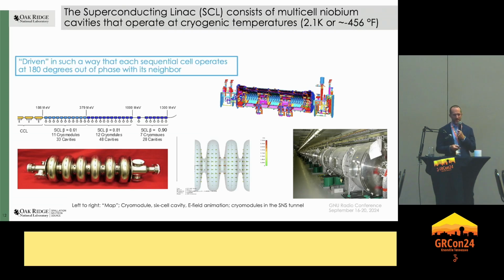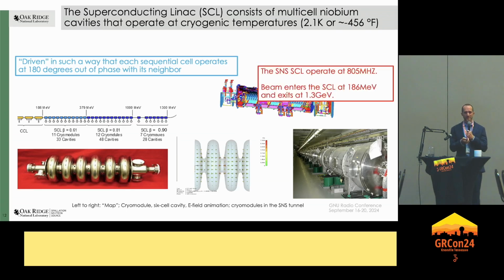So these are driven a lot like the DTLs, but they're driven in such a way that every cell, so we have a 6-cell cavity that we use at SNS, and in each cell the RF phase is 180 degrees out. And the particles are only in the cavities when the phase is in the correct direction, right? So in one cavity, the field is oriented correctly. In the subsequent cavity, it's 180 out. In the next RF cycle, you get the idea, right? So that's how the SCL cavities work.